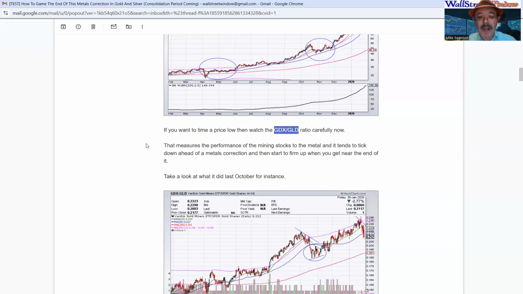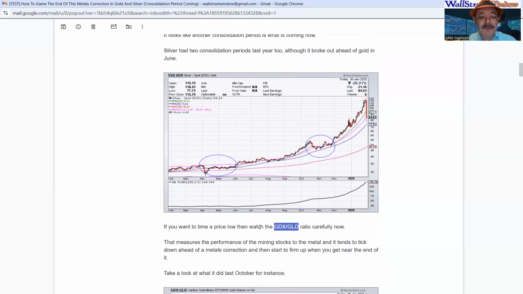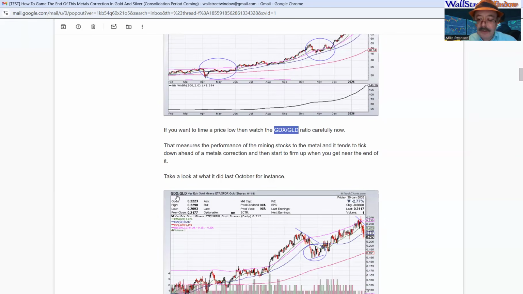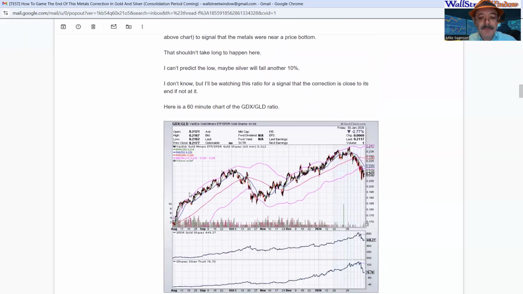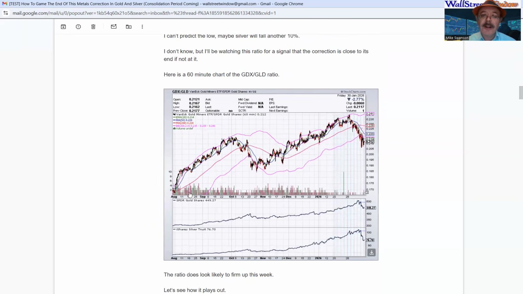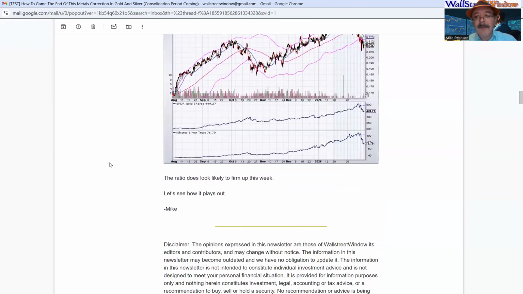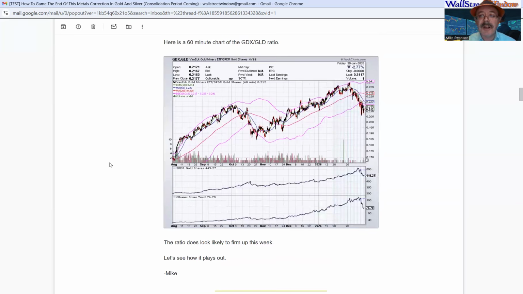So watch this. I'm watching this. Go to stockcharts.com, and if you type in GDX divided by gold, it will come up. And here is a 60-minute chart of the ratio, which actually shows a little bit of an attempt to stabilize in the ratio the last couple hours on Friday, which is a potential positive sign for this week. So I want to see how this all plays out as we trade Monday and how this does this week.